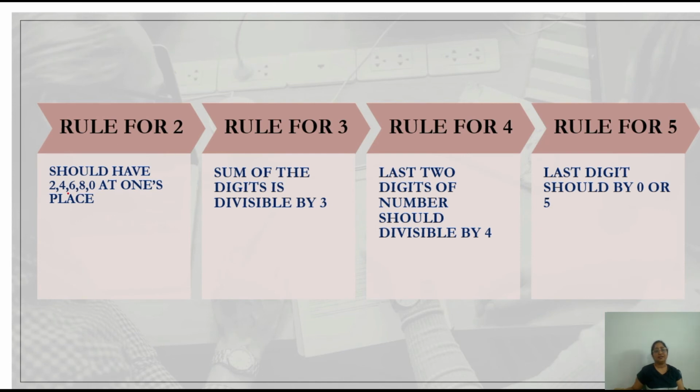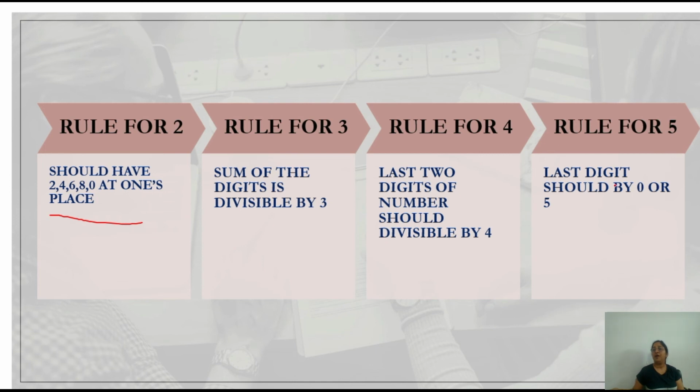Rule of 2: we should have 2, 4, 6, 8 or 0 at the ones place of a number. Then it is divisible by 2. Rule of 3: sum up the digits. If the sum is divisible by 3, then the number is divisible by 3. It's very simple. Rule of 4, recap, all of you with me. What is the rule of 4? The last 2 digits of the number should be divisible by 4.